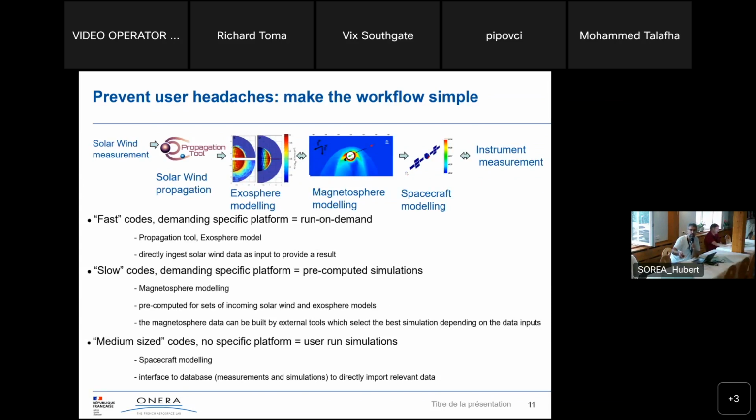So when you have a fast code, or relatively fast code, which demands a specific platform, then you want to propose run on demand. For slow codes like magnetospheric modeling, for example, run on demand is quite complicated. So you prefer to provide pre-computed simulations. You try to simulate all the possible parameters and provide the user with a database.